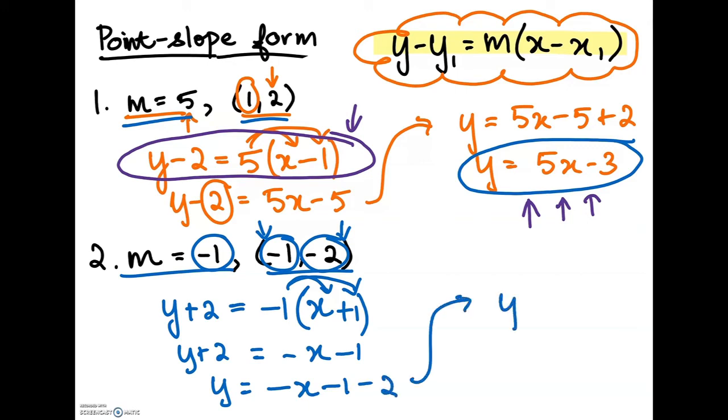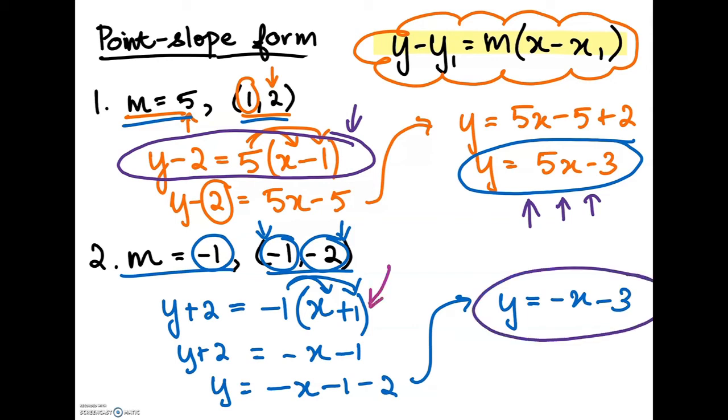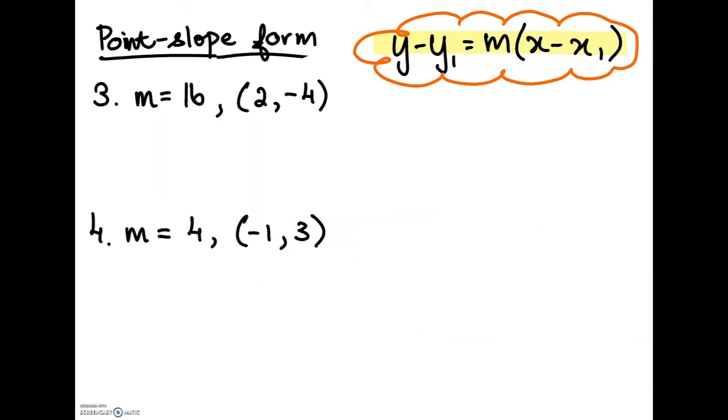Let's move this up here. It's going to be y equals negative x minus 3. So your final equation will be y equals negative x minus 3. Again, if they ask you for the point-slope form, this line here should be enough. So let's try a couple more examples.